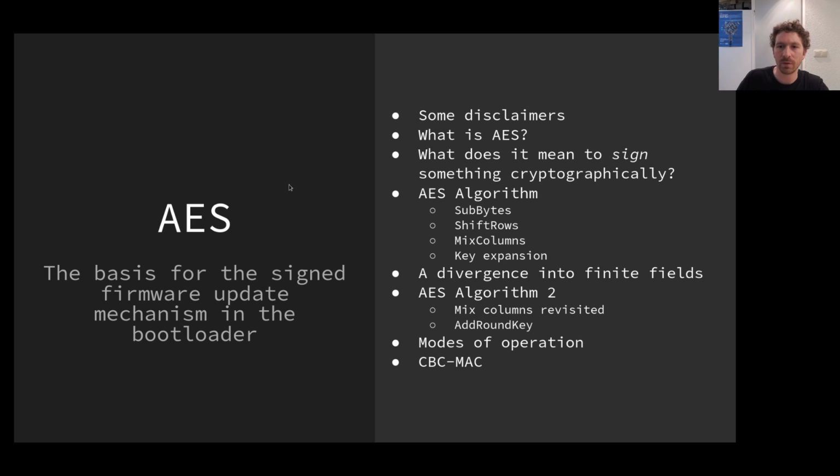Then we're going to cover what is AES, the high level, what are the core ideas, what is it really achieving and how does it do it? And then we'll move a little bit into a clarification and divergence into what it means to sign something. All of this is to get to the idea of a signed firmware update, which is we have authenticated firmware.